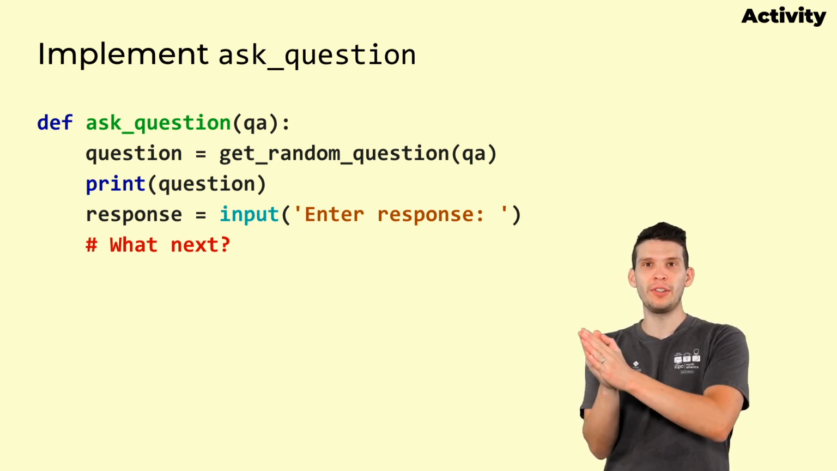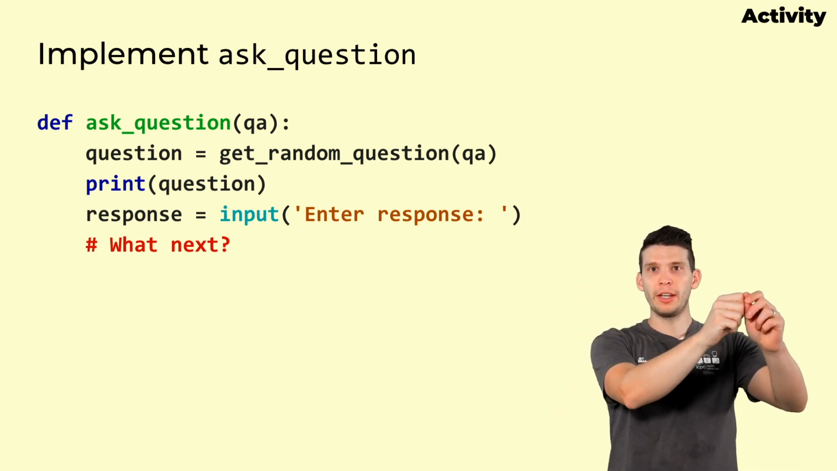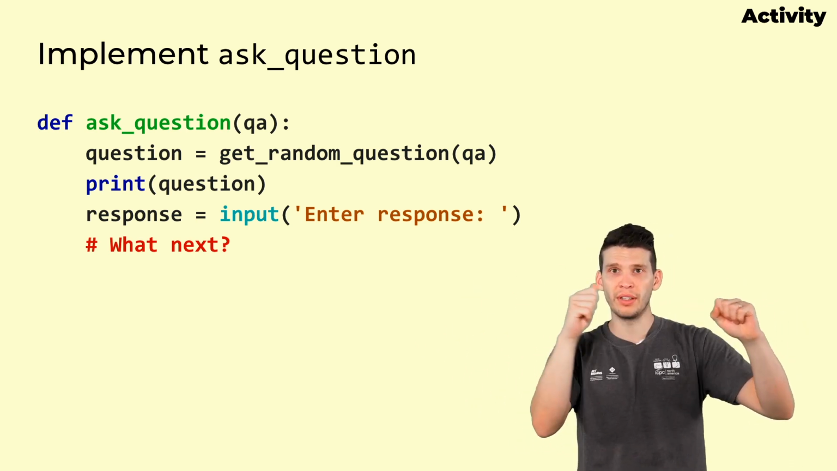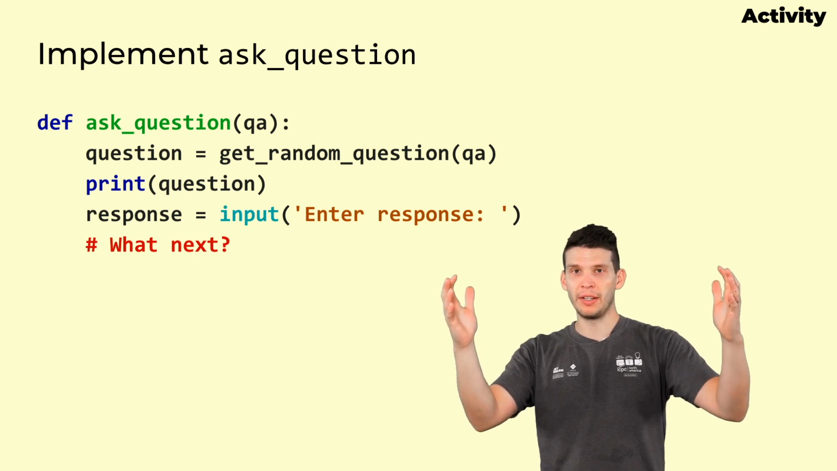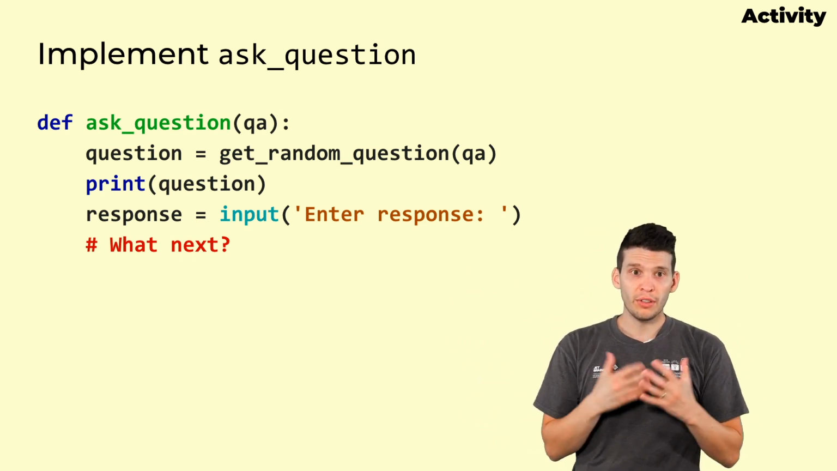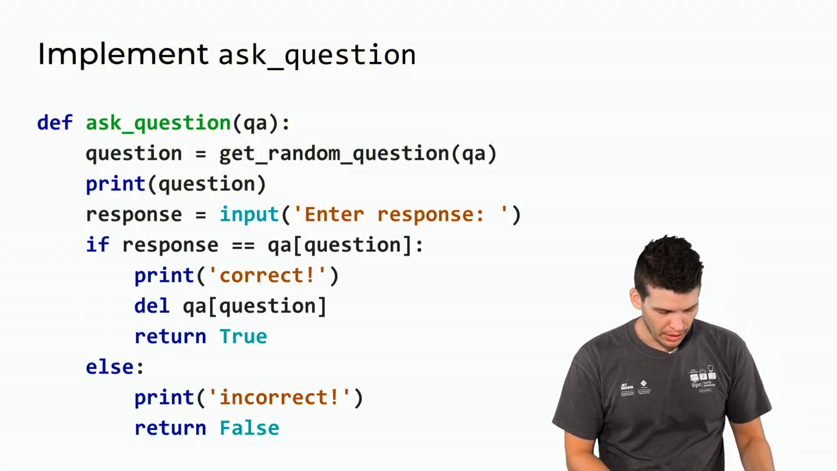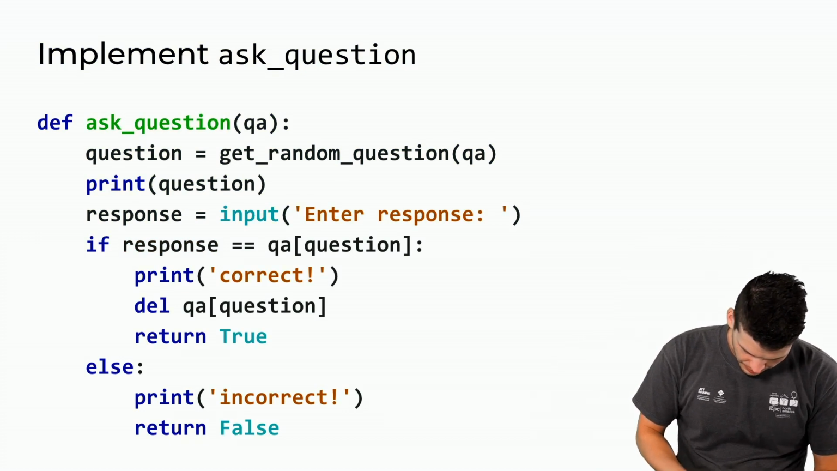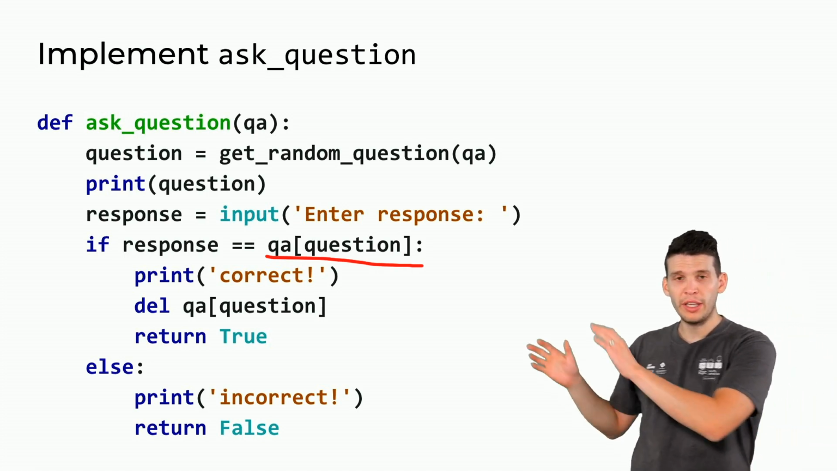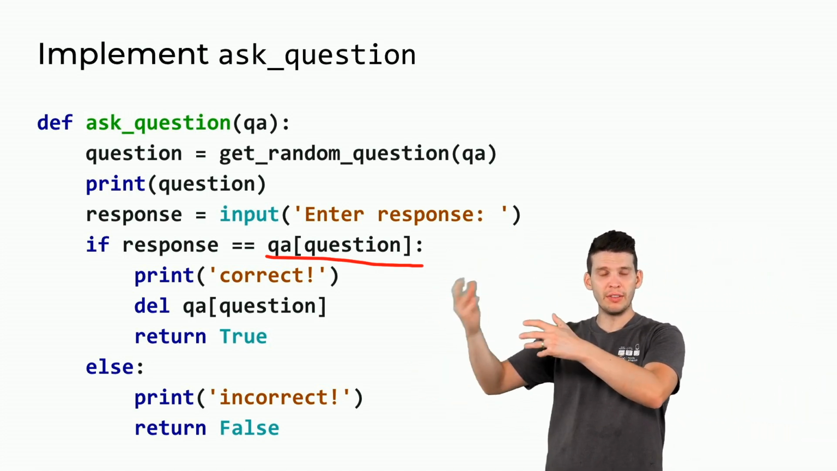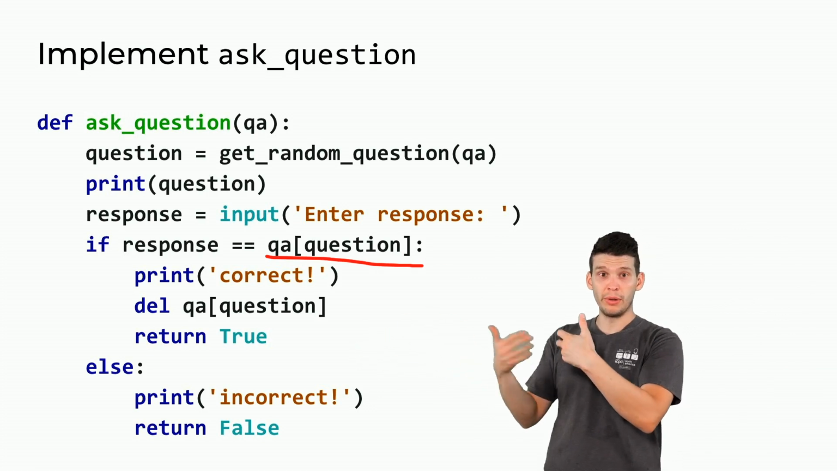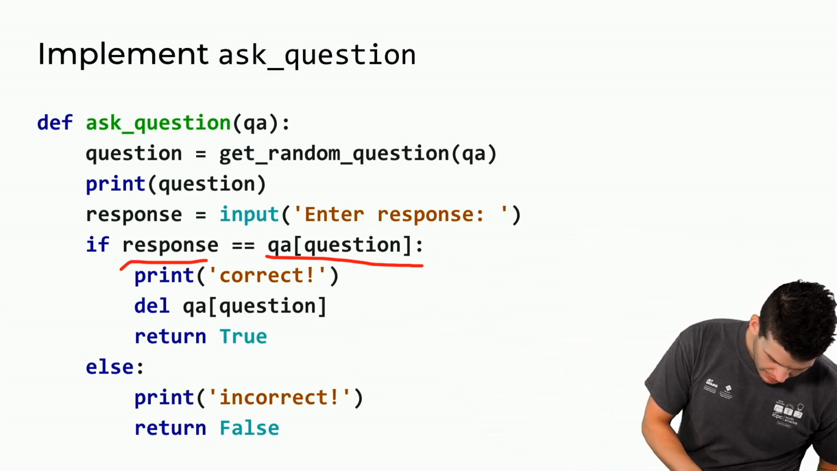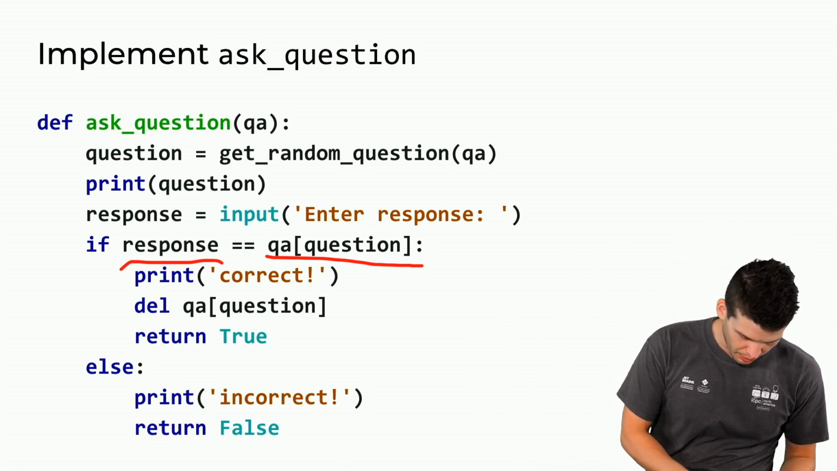You have to look up in your dictionary, take your question, and look that up and say, give me the value that's associated with this question, right? Remember, dictionaries have this associativity or mapping structure. So the way that we can get that is the following: in our QA dictionary, pass in the question and give me the value that's associated with that question, which would be the answer to that question. And so if my response is the same as the correct answer, I'll print out correct.